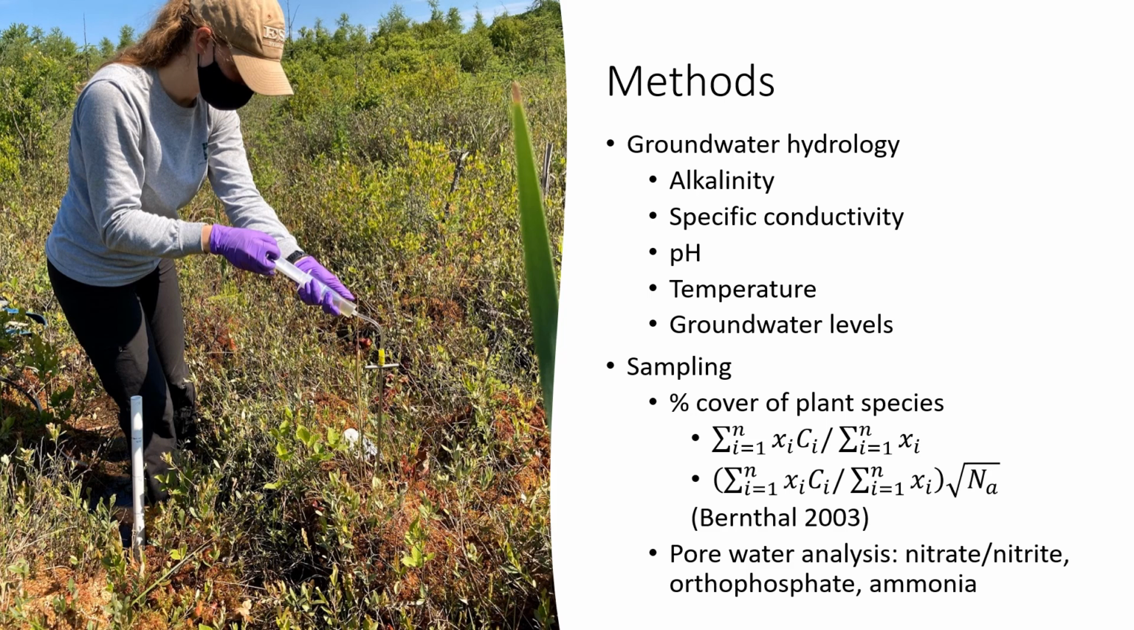In each of my plots, I estimated percent cover of plant species and detritus to calculate vegetation metrics, including weighted mean C and cover-weighted floristic quality, using the equations below. I also collected water from the peat, which is called porewater, and analyzed these samples to determine nitrate, nitrite, orthophosphate, and ammonia concentrations.